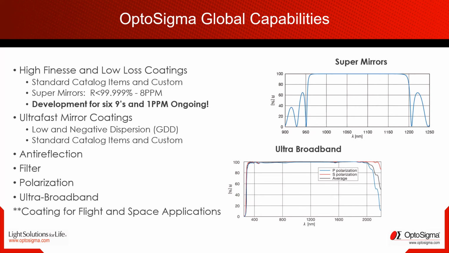Another specialty that we have is ultra-fast pulsed laser mirror coatings, such as our commercially available low and negative dispersion mirrors, where group delay dispersion is tightly controlled. Also unique are our extremely broadband beam splitter, mirror, and AR coatings that are generally designed to perform over hundreds of nanometers and designed for use UV to the near IR.